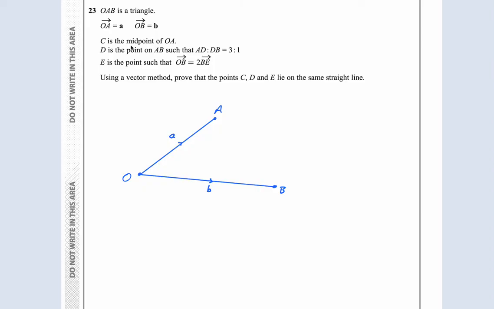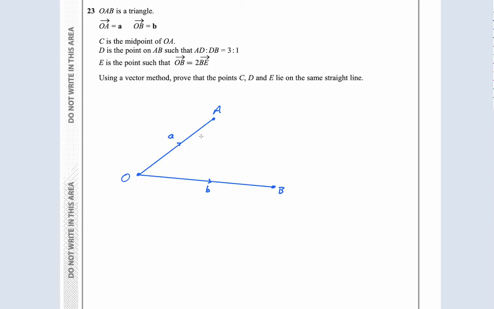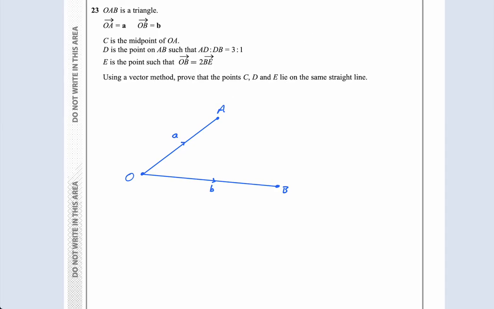It then says C is the midpoint of OA, right? So I need to put a C. Hang on, I just want to move this. This bit here, I want to move out of the way because I'm going to put a C in the middle here. So this is the point C. And C is halfway between O and A.